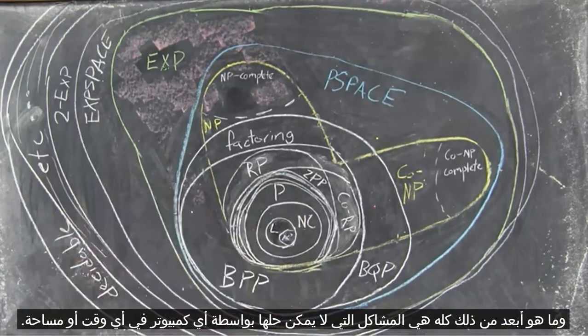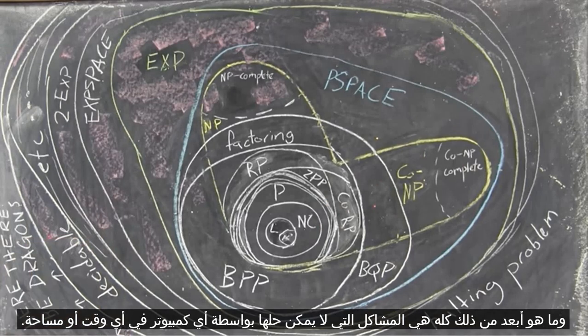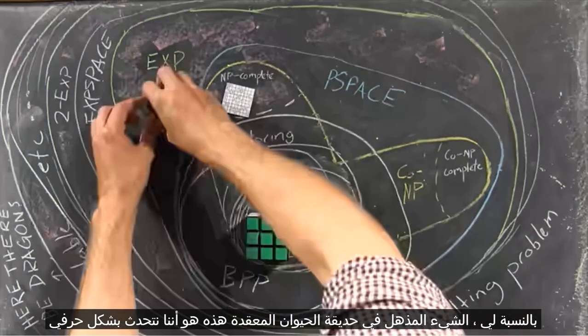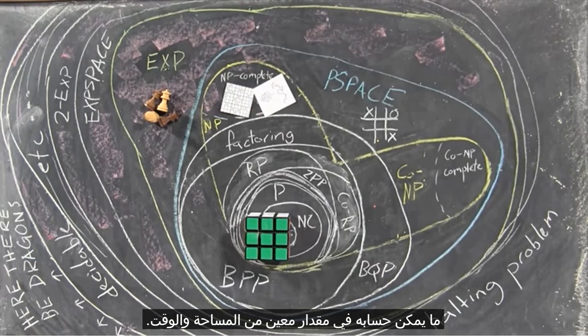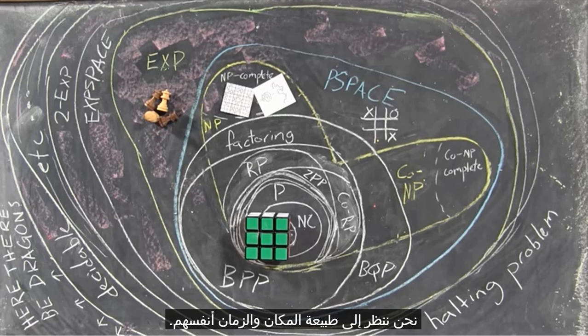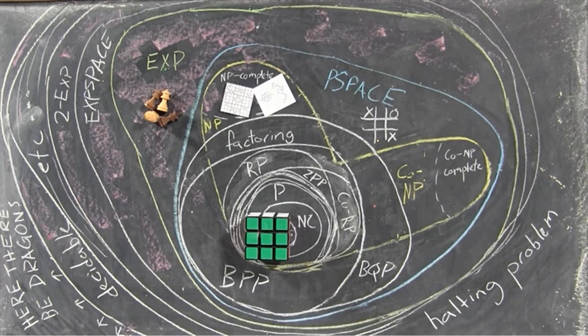And out beyond all of this are problems that are just not solvable by any computer in any amount of time or space. To me, the amazing thing about this whole complexity zoo is that we're talking literally about what can be computed in a given amount of space and time. We're not just looking at the nature of computation here, we're looking at the nature of space and time themselves. This mess of computational complexity classes I think ultimately has implications for physics and biology and for our basic understanding of everything.